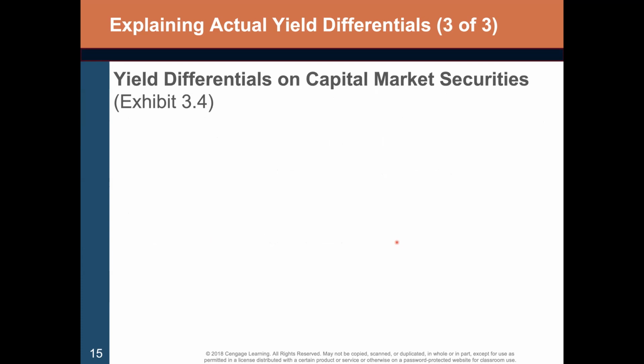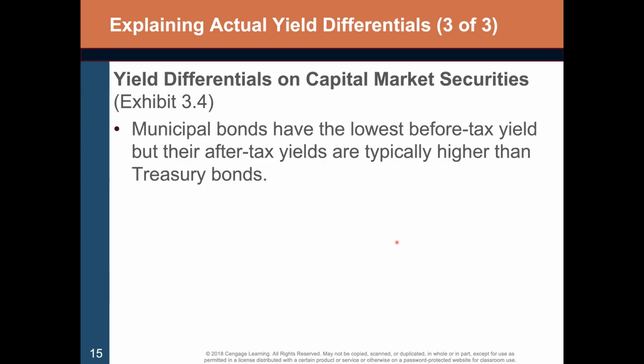What about yield differentials on capital market securities? On the previous slide, we looked at money markets. Now, capital markets: our longer term bonds and stocks. Municipal bonds have the lowest before tax yield. That's because municipal bonds are tax-free. So we don't pay federal tax on our municipal bonds. So municipal bonds have the lowest before tax yield, but their after tax yields are typically higher than those of treasury bonds. Treasury bonds, again, have a lower default risk than municipal bonds.